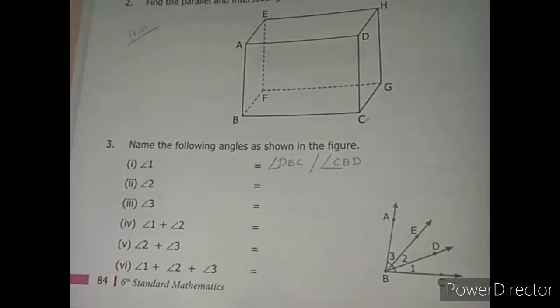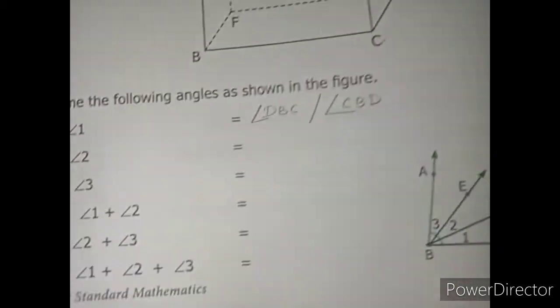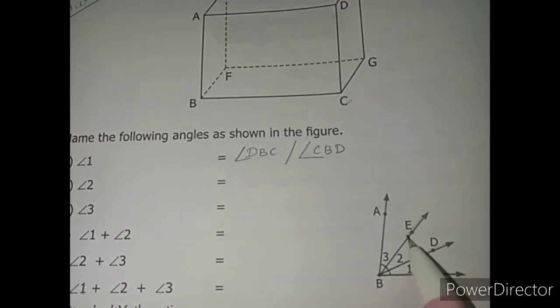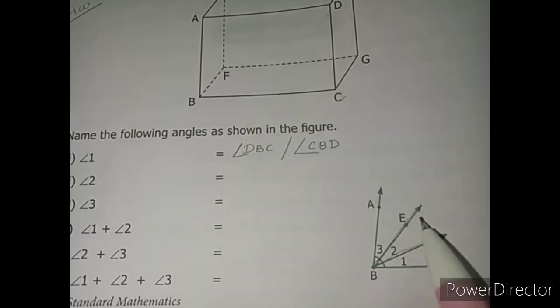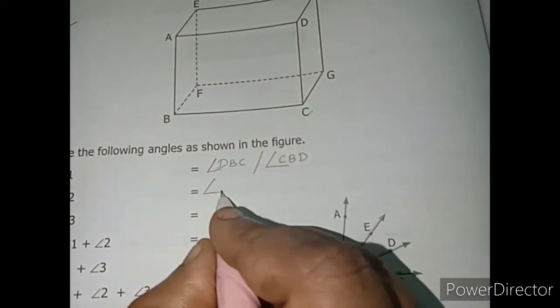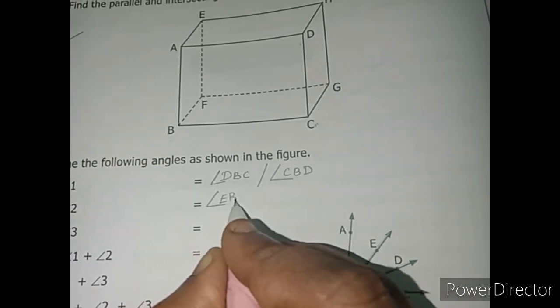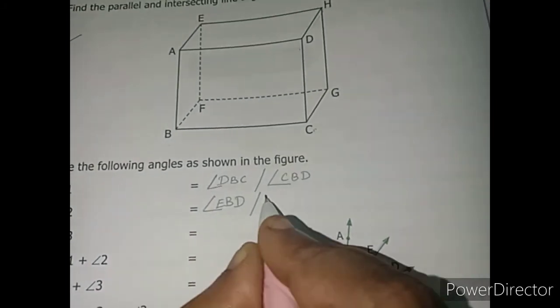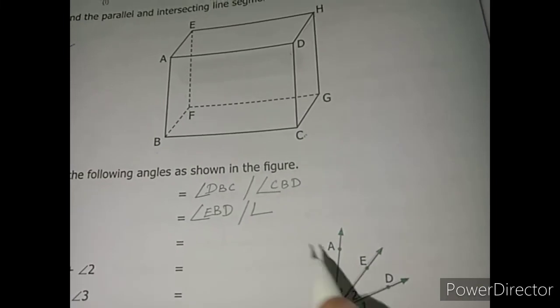Next one, angle 2. So what is angle 2 here? See this alone. Can you see this alone? EBD. Angle EBD or angle DBE.